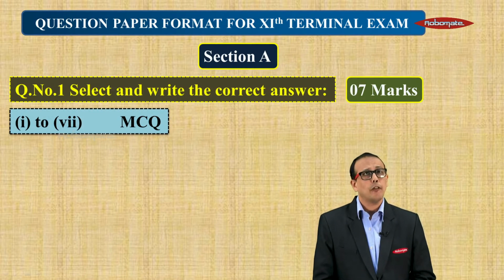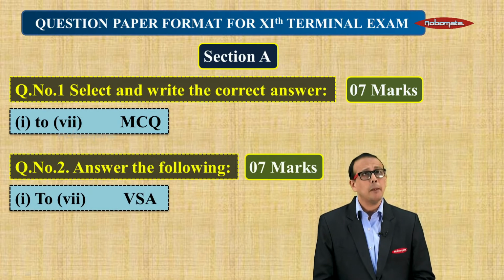As you can see, the first part in section A is question number 1, select and write the correct answer, and it has a weightage of 7 marks. Basically here in question number 1, you will have 7 sub questions and it is a multiple choice question. So section A first part is a multiple choice question wherein 7 MCQs will be given to you. The correct answer carries 1 mark and a wrong answer will have 0 marks. There is no negative marking.